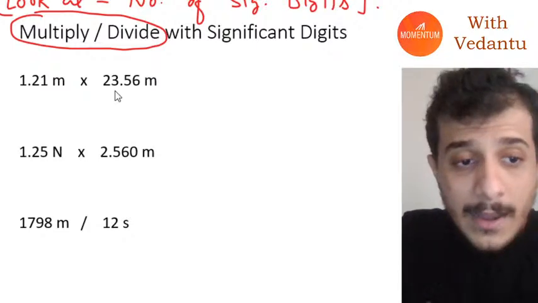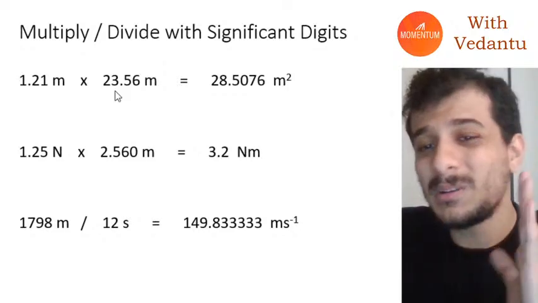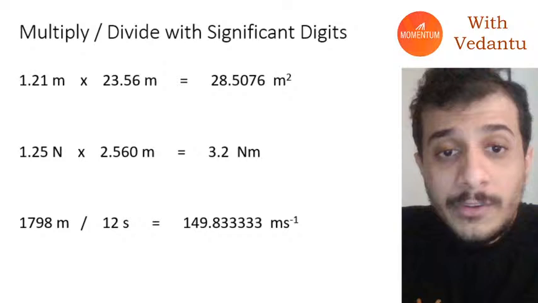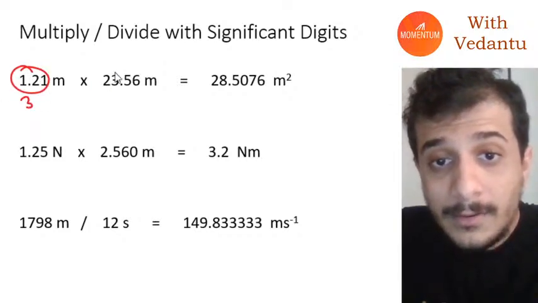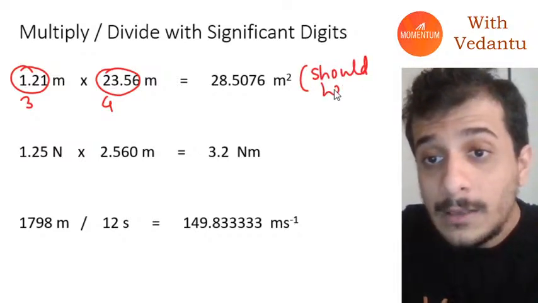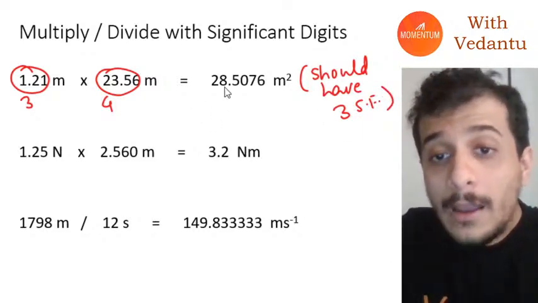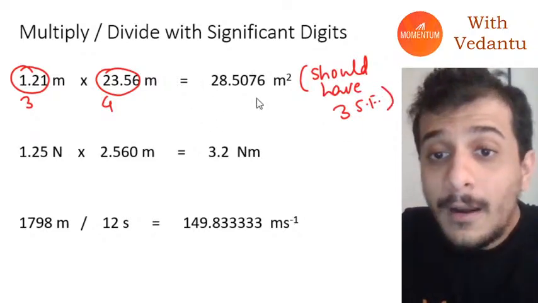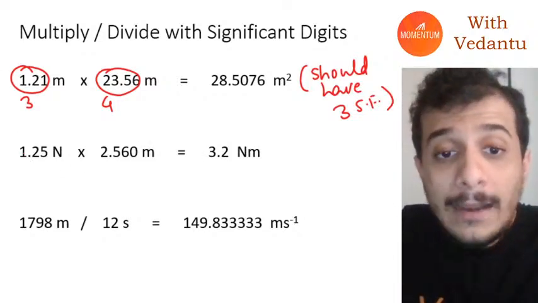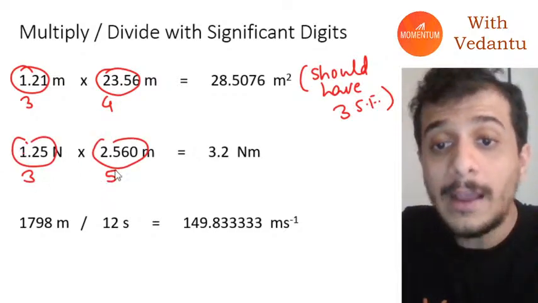In the first case, when I multiply, I will get this. I have already done the calculation because this is a small class. I used the calculator. Now, what you see here is that this has 3 significant digits and this has 4 significant digits. So the answer should have 3 significant figures. I will choose the first 3 and round everything else off. If you look at the second one, the first has 3 significant figures and the second one has 5 significant figures.